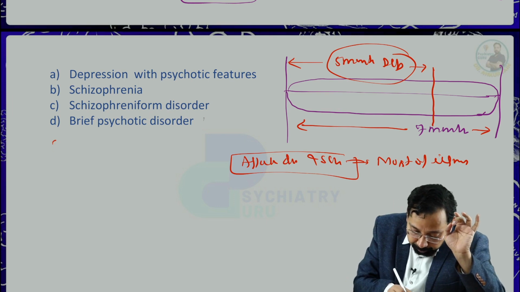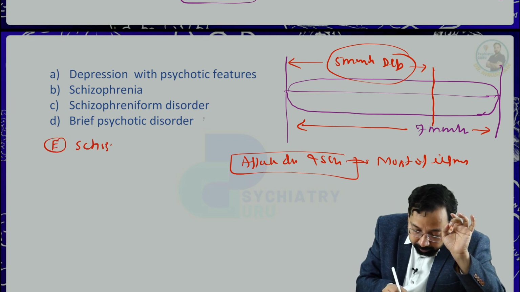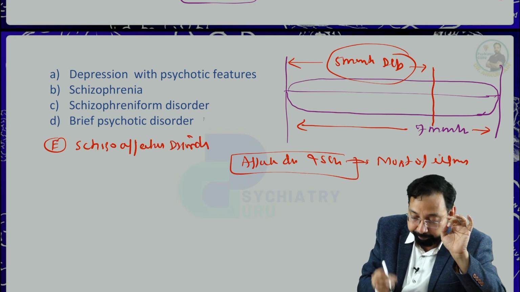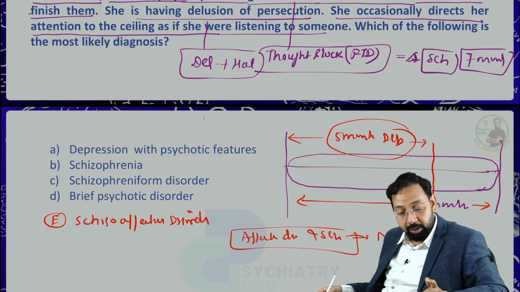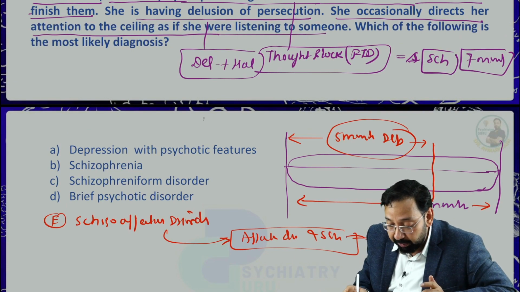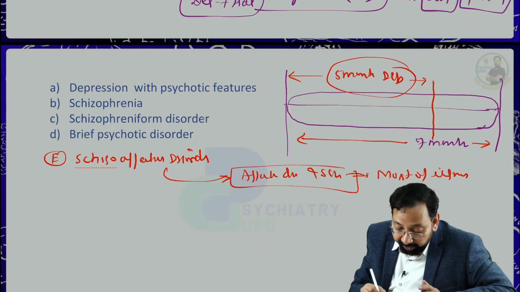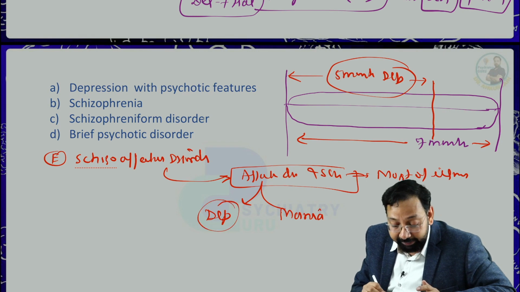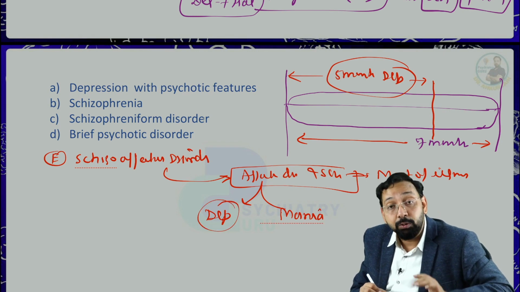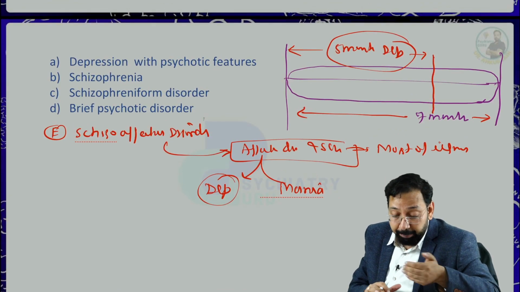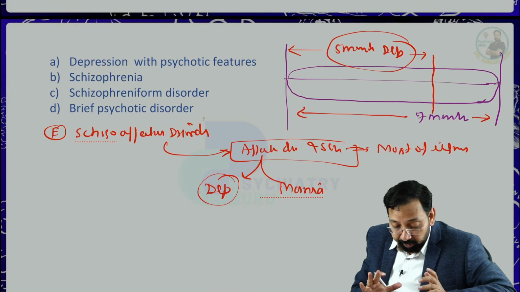So in this, option E, schizoaffective disorder. Got the point? In schizoaffective disorder, both affective symptoms and schizophrenic symptoms are present for most of the duration. Affective symptoms may be depression, may be mania. So schizoaffective may be of two types: schizodepressive and schizomanic type. Got the point?